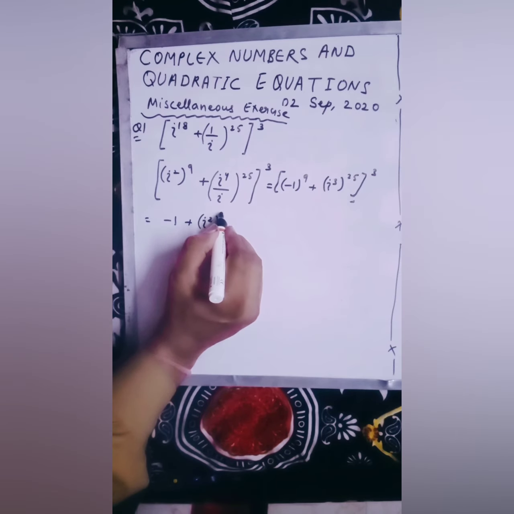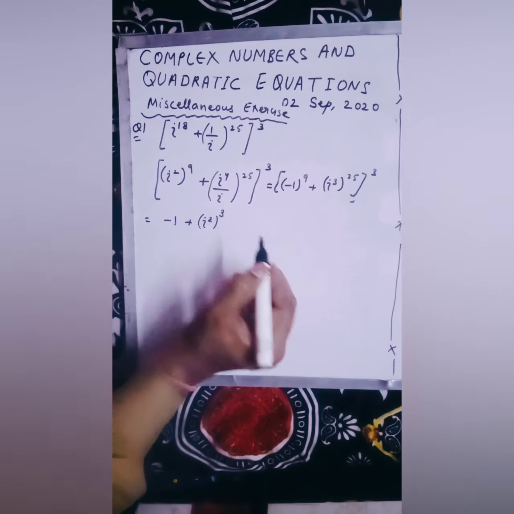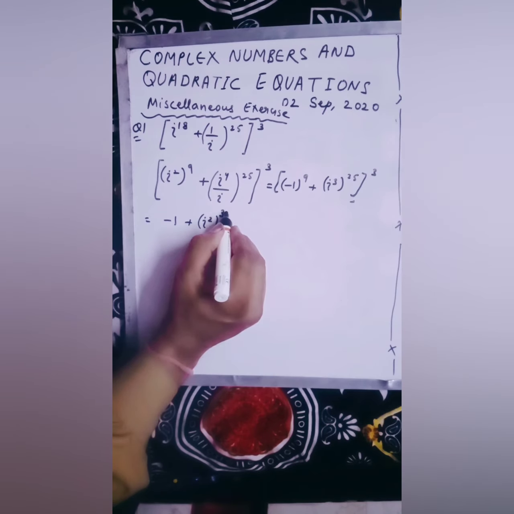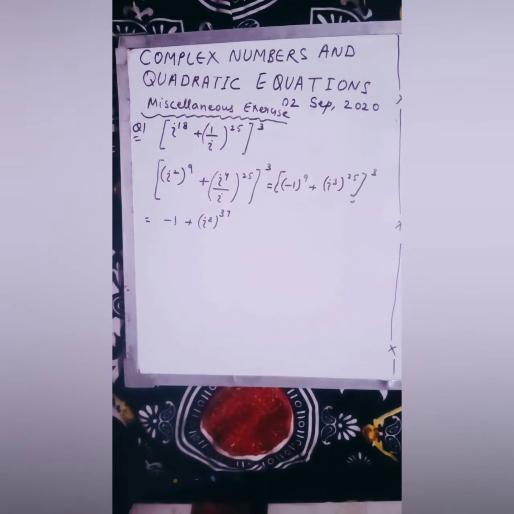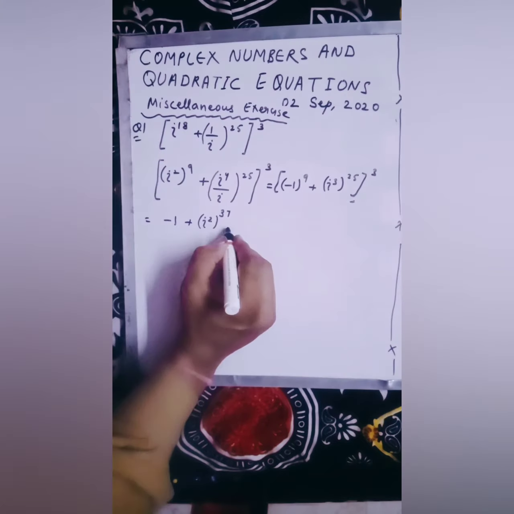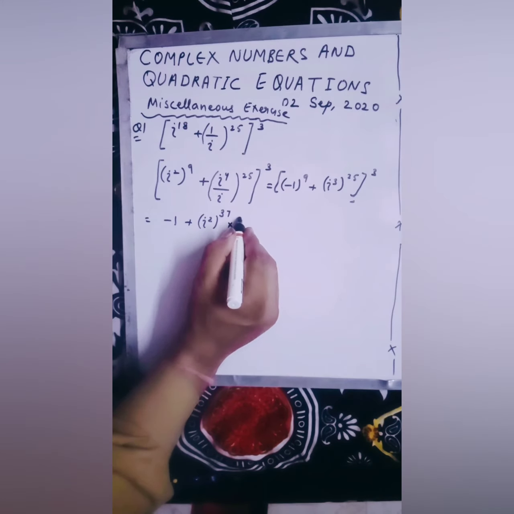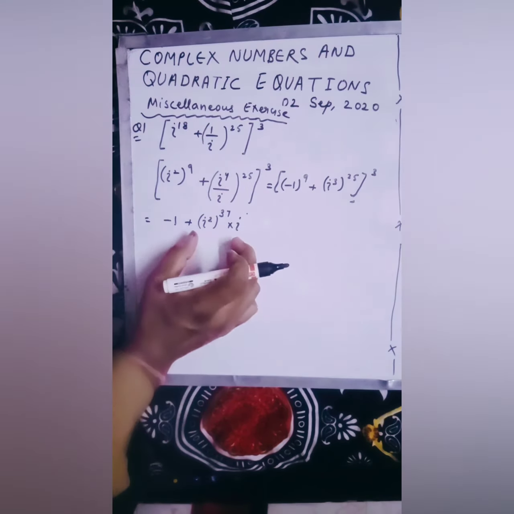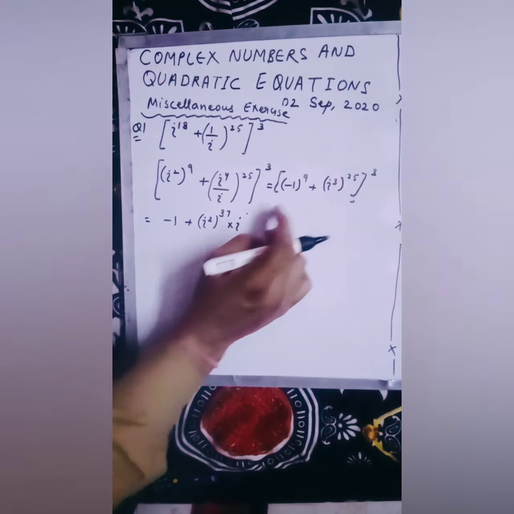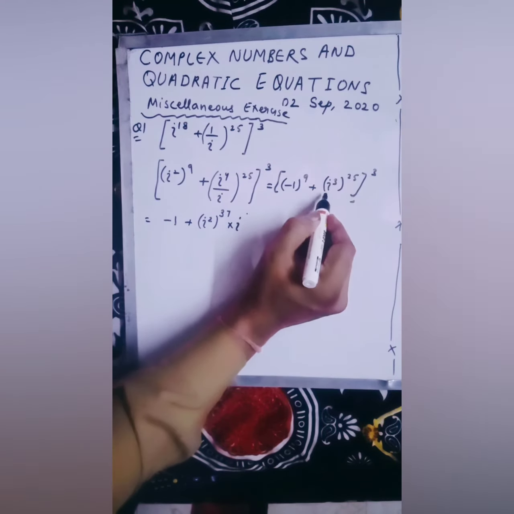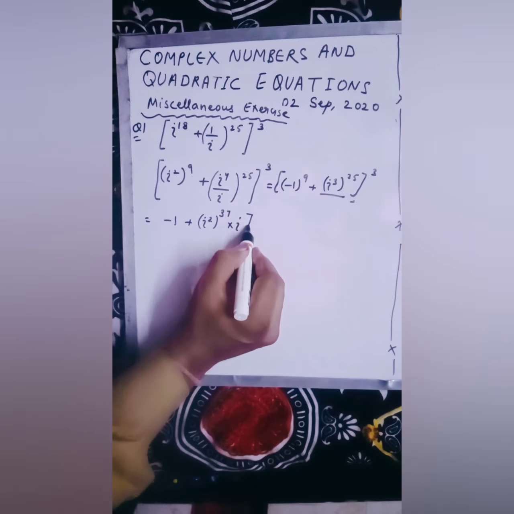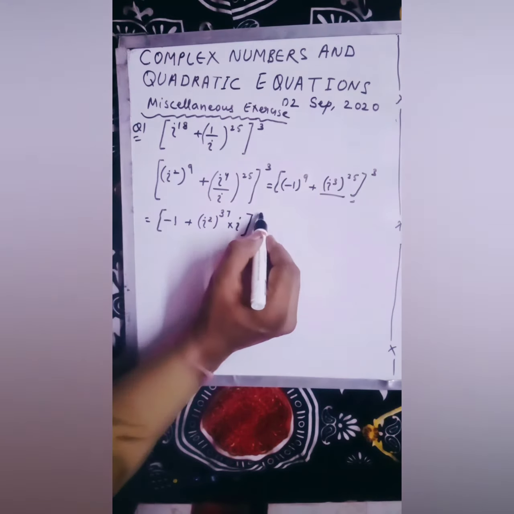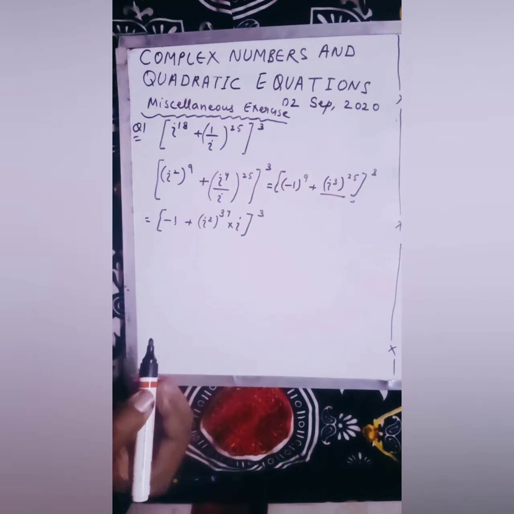Okay, that is 37. Okay, into iota. So when you will solve this, you will get iota raised to the power 75, which you are getting here. Okay, now this whole raised to the power 3. Got it?